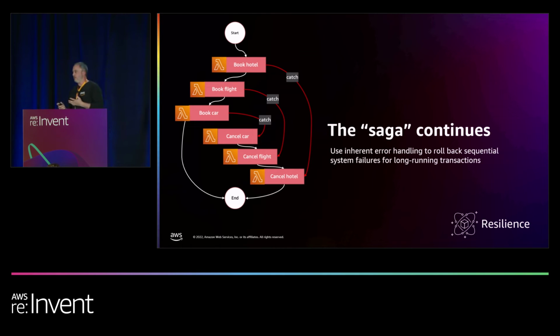So this is a pattern called the saga pattern. It's a quite commonly known pattern, but Step Functions executes this really well. Let's say I have a holiday booking system where I book a hotel and I book a flight and I book a car.